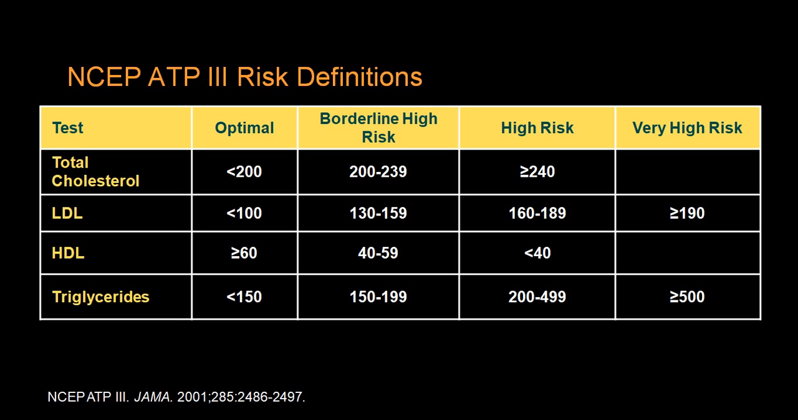That is, these are the optimum level, these are the borderline high risk, these are high risk group, and these are very high risk group. This is total cholesterol, LDL, HDL, and triglyceride. And when you divide triglyceride by 5, you get VLDL.